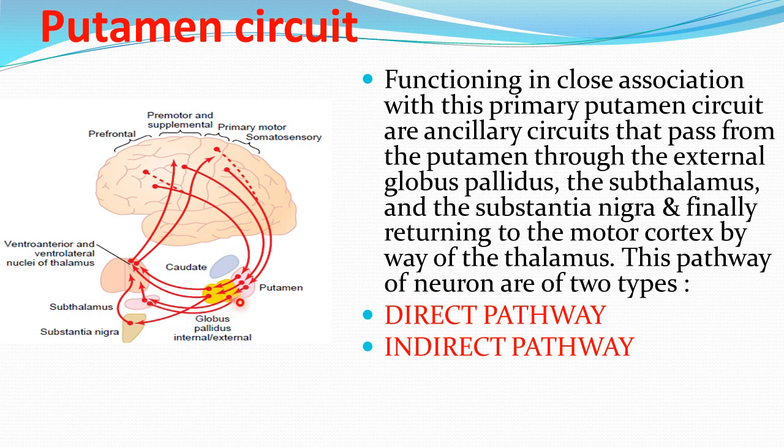Indirect pathway. In indirect pathway, fiber from putamen passes to the globus pallidus externus. From globus pallidus externus, it passes to the subthalamic nucleus, and from subthalamic nucleus, it again passes to the putamen. From putamen, fiber passes to the globus pallidus internus and to the thalamus and to the cortex.